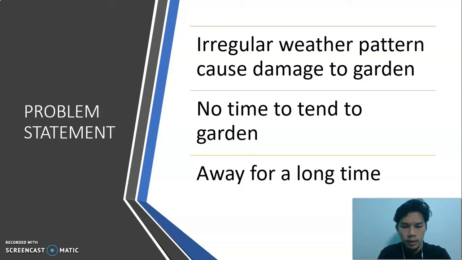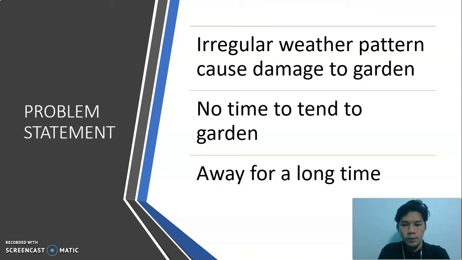The problem statement of this project is irregular weather pattern causes damage to garden. Global warming has caused the planet to change its climate, and this has contributed to a number of cases where garden located outdoor is damaged because of extreme weather.